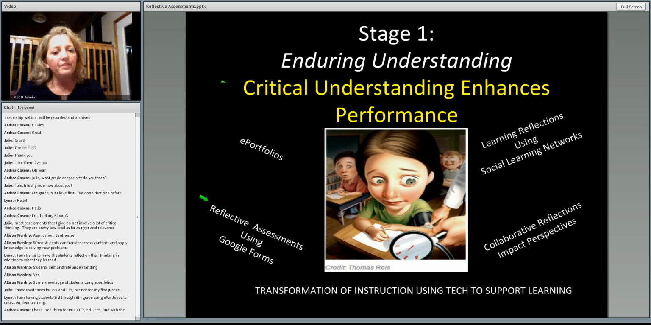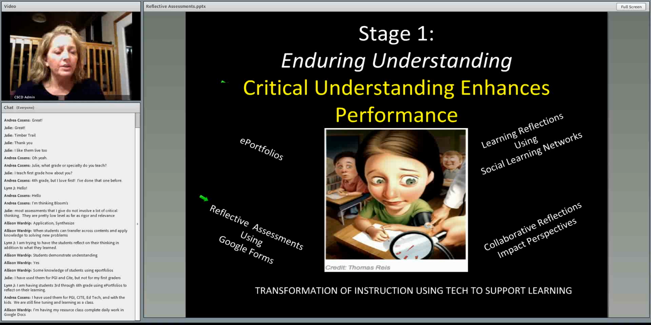We're going to look at reflective assessments using Google Forms. What's your comfort level or experience with Google Forms? A lot of times we use them as a survey tool, but this is that idea that we could make a modification and have new learning that maybe wouldn't have been possible before we had the technology tools to let us be so collaborative. And the last one we're going to cover tonight is collaborative reflections that can impact perspectives.